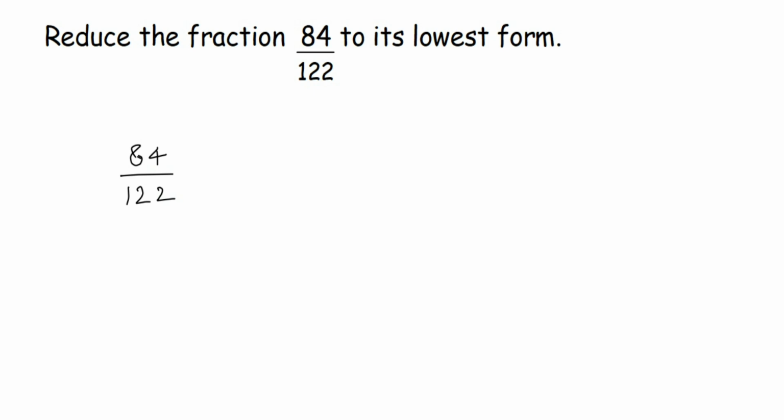So, cancellation means division. Now, these two numbers are even numbers. So, even numbers are always divisible by 2. So, I'm going to cancel it. You can do this in two ways. You can write this as 84 divided by 2, if you want to show all the steps, 122 divided by 2. So, if I divide 84 by 2, I get 42, right? And 122 divided by 2 will be 61. So this is how we can reduce it.